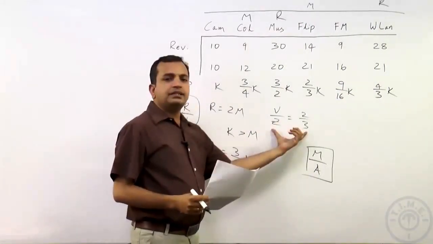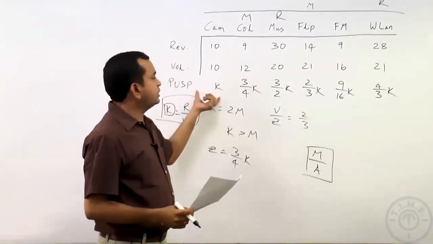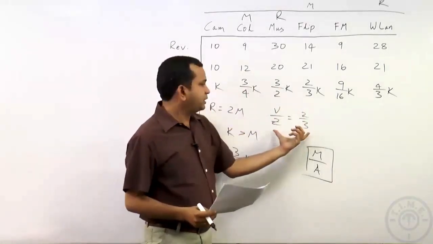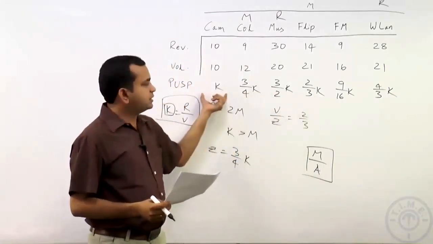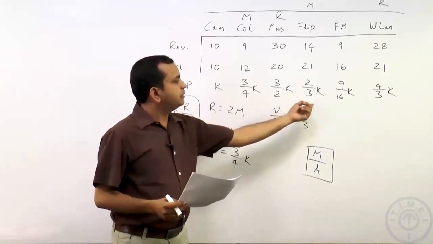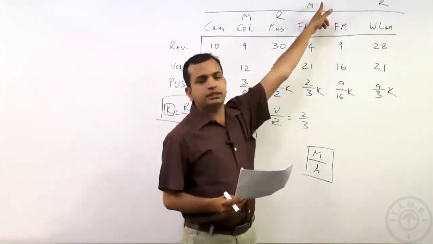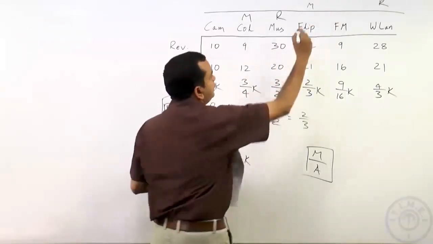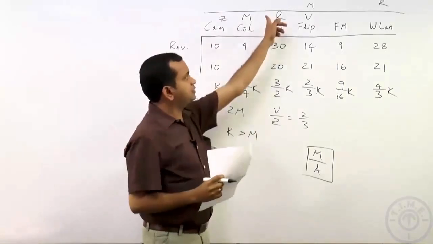V by Z is equal to 2/3. Now, if V by Z is equal to 2/3, we need to look at any two selling prices here which make a ratio 2/3. You can see that 2/3 by K gives us a ratio 2/3, which means this can become V and this can become Z. Now, if this becomes V, obviously that case is not possible. So, this has to be V and this has to be Z. So, in this case it's fitting in this case.